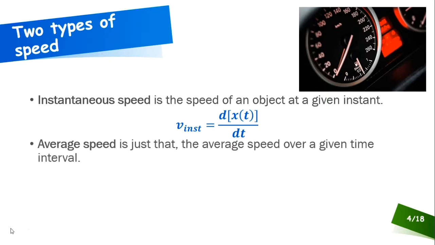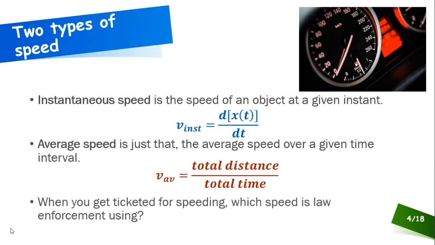The other type of speed is average speed, and it's just as the name implies, it's the average of your speed over a given time interval. So we calculate that by taking the total distance traveled and dividing it by the total time it took to traverse that distance. This then is the average speed.